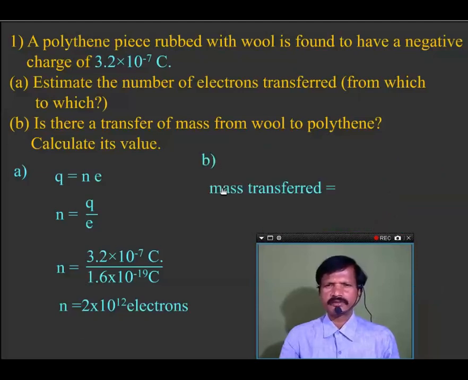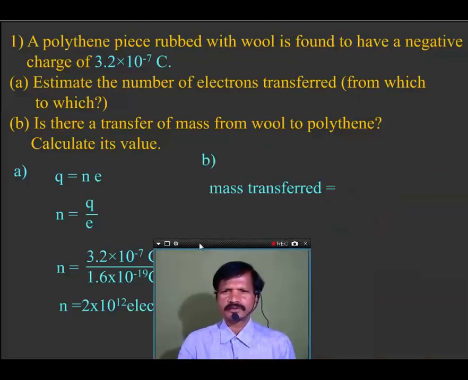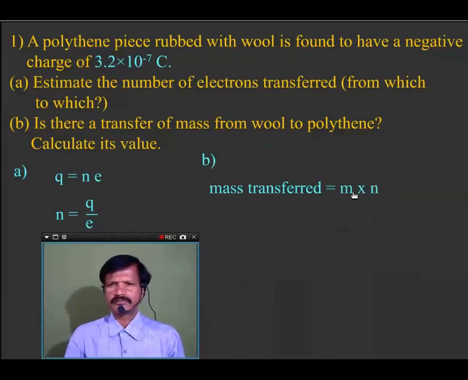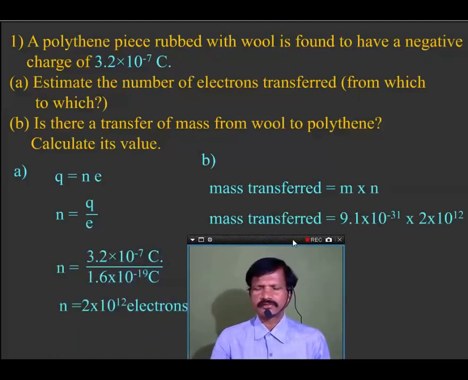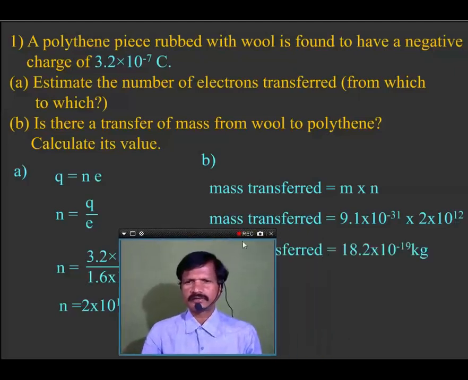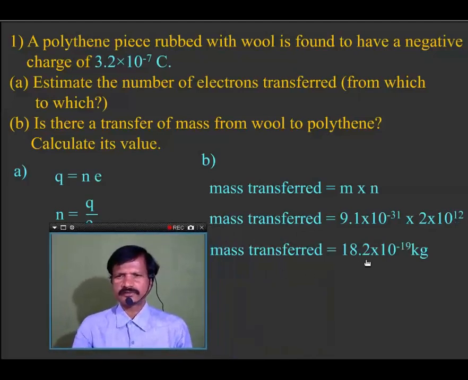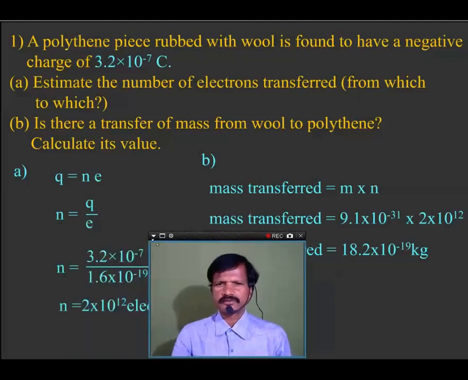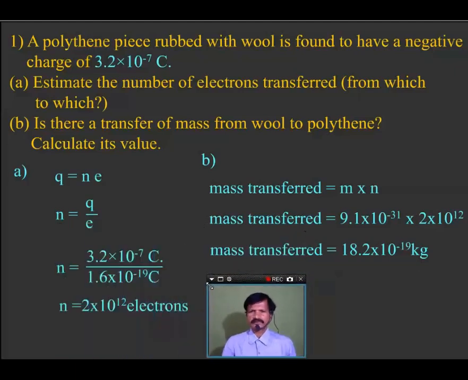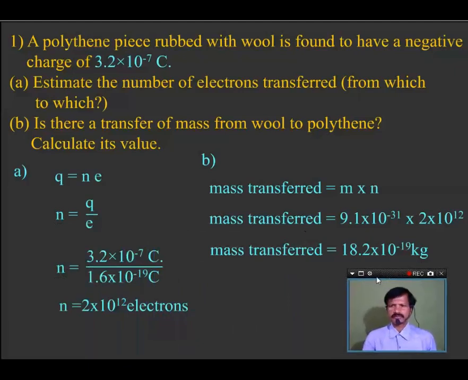So here B. Mass transferred is equal to M, mass of each electron, into number of electrons. Mass of each electron is 9.1 into 10 to the power of minus 31 and the number of electrons transferred is 2 into 10 to the power of 12. On calculating, we get mass transferred is equal to 18.2 into 10 to the power of minus 19 kg. So this is the solution for the first problem.